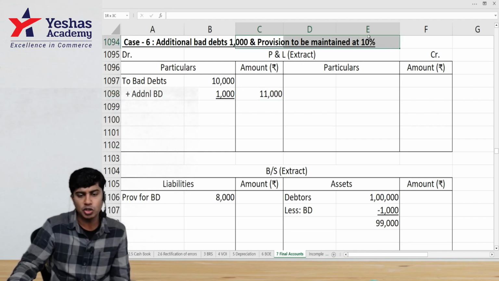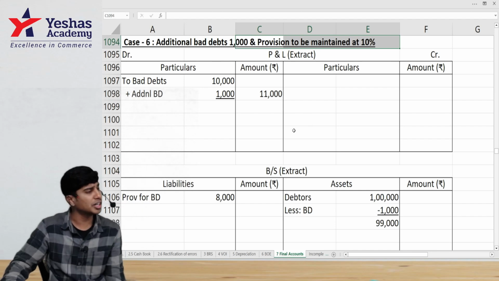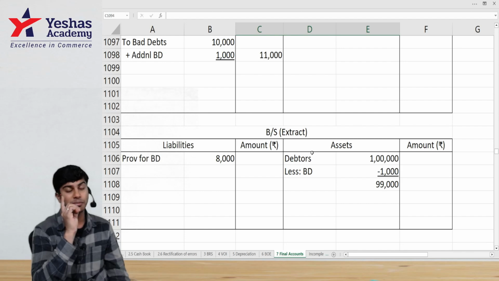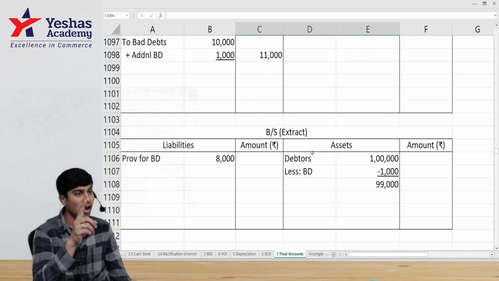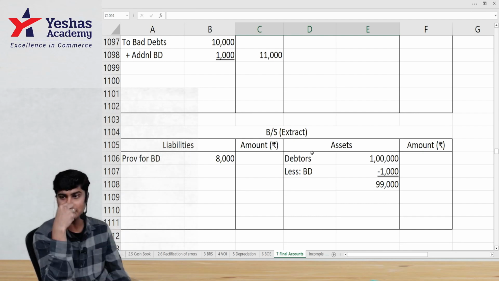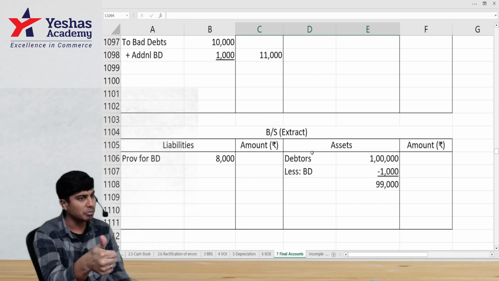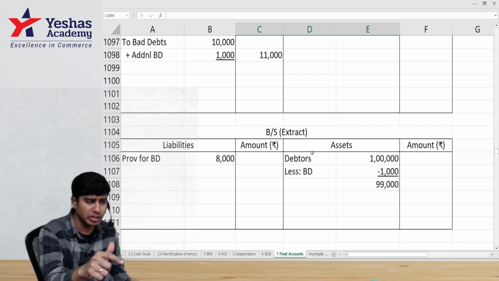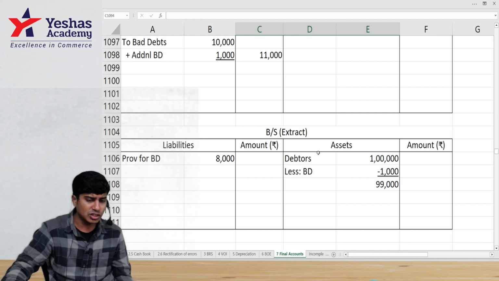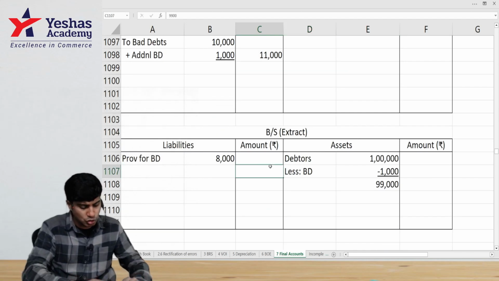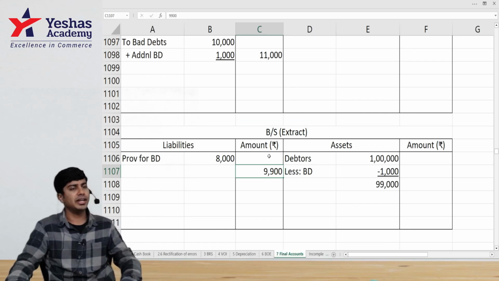Next, we have provision to be maintained at 10%. At what rate should we maintain the provision? 10%. How much is debtors? 99,000. I need to maintain provision for doubtful debts as a percentage of closing debtors after deducting bad debts. We've discussed this in the previous part. I hope you remember. Closing debtors 1 lakh. After deducting additional bad debts 1,000, 99,000. On 99,000 compute 10%. 9,900 should be our provision for bad debts.